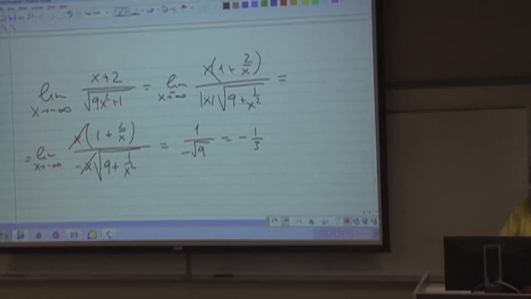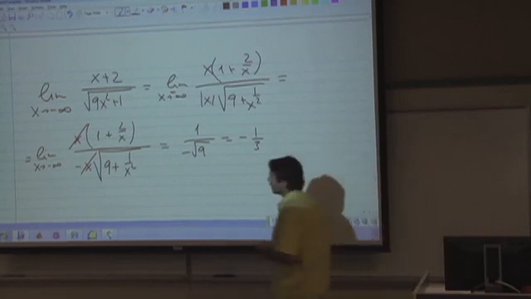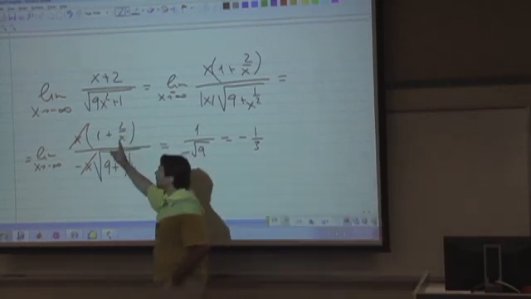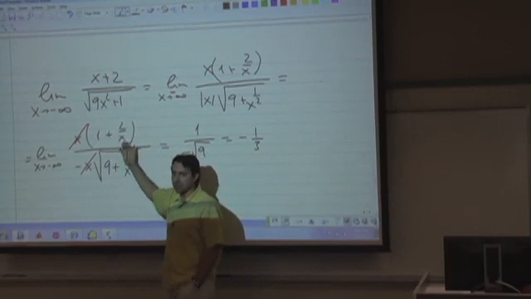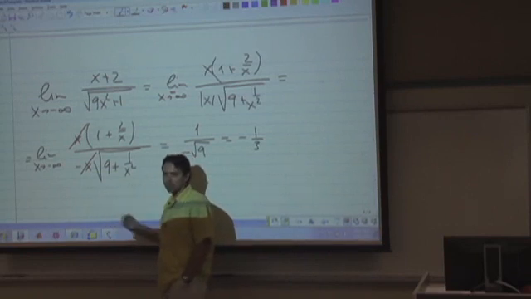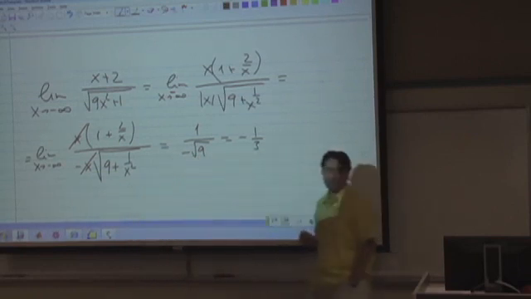Oh, wait. Does negative infinity cancel out the x and 2 over x? Again, when x goes to infinity, any number divided by x to any power is going to be 0. Because this is 2 over infinity, which is 0. Then this is also 1 over infinity, which is 0. So they both go to 0. Yes?